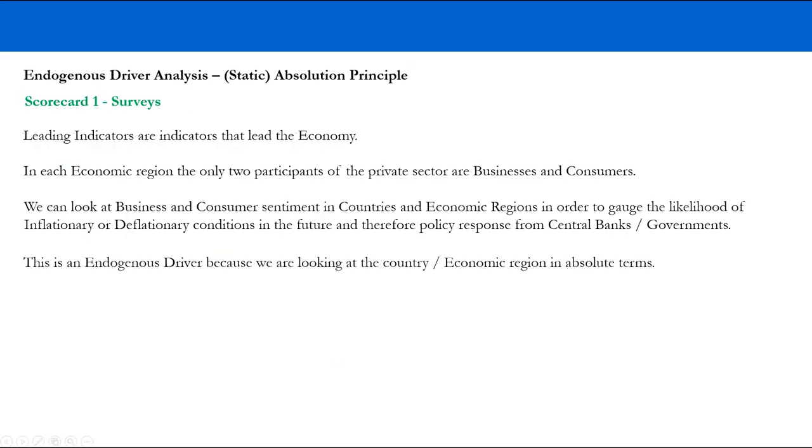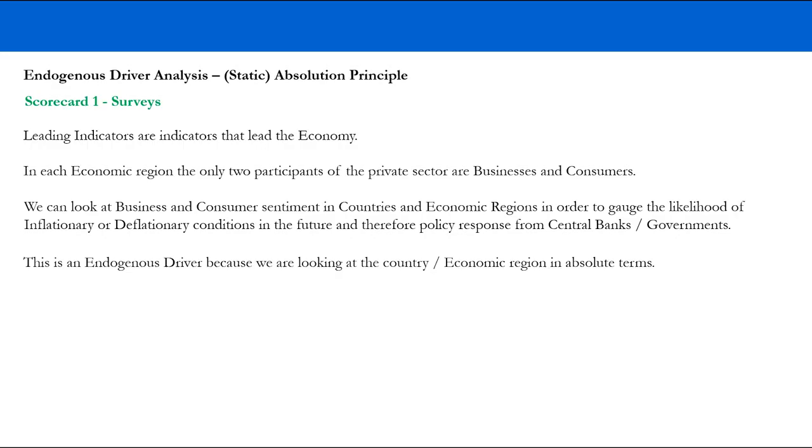So let's start with our first driver within our endogenous analysis. Let's start with surveys. And surveys, which are available globally, are basically leading indicators. They're indicators that lead the economy. And in each economic region, the only two participants of the private sector are businesses and consumers. So what really matters is the private sector, and it's made up of businesses and consumers.